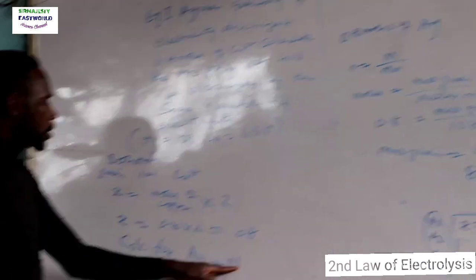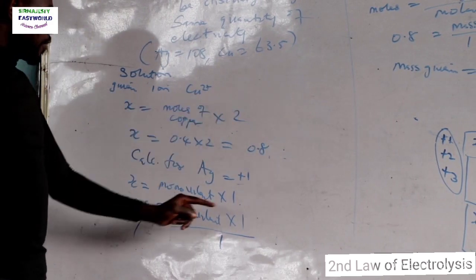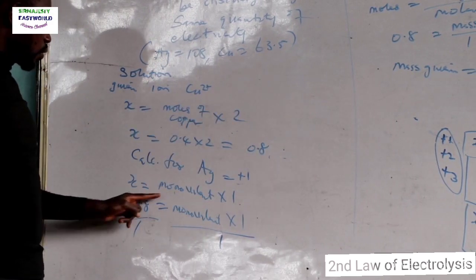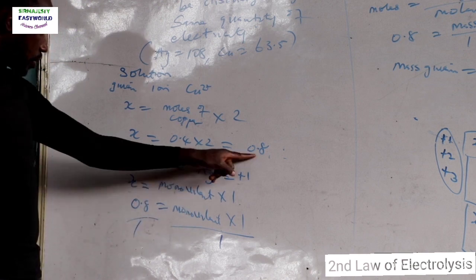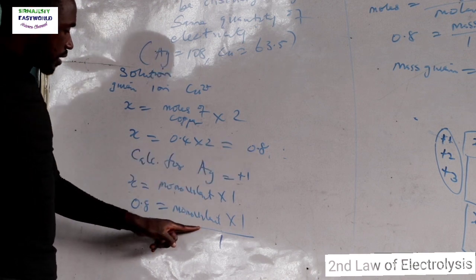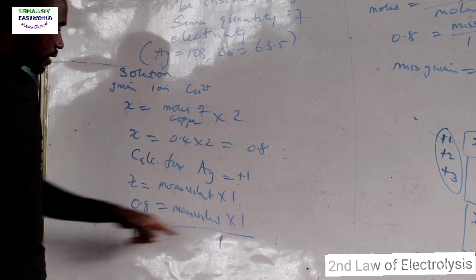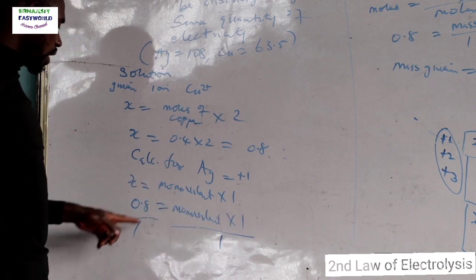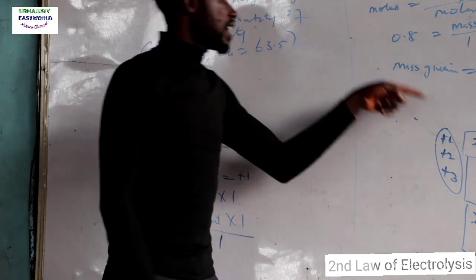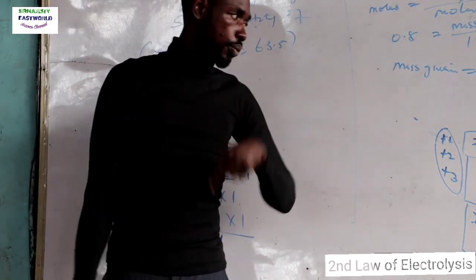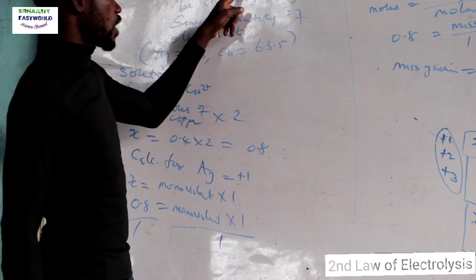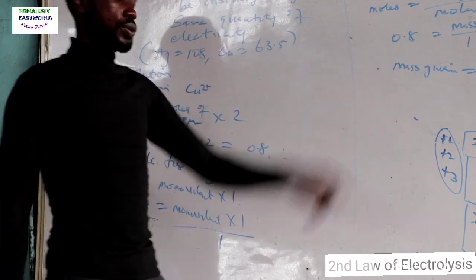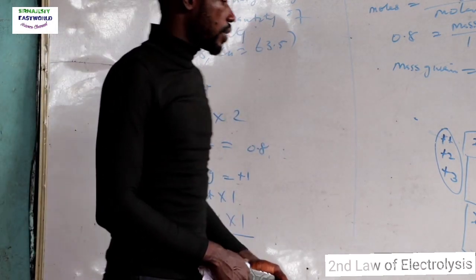And what's the charge on silver? Plus 1. Go to our X factor for plus 1. Still do it. X is equal to monovalent times 1 because of the plus 1. Then our X is what we solved here, which is 0.8. You make monovalent the subject of the formula by dividing both sides by 1, and you have 0.8. Then you convert that 0.8 from mole to mass. Why? Because they say the mass of silver. Let's assume they ask the number of moles of silver, you stop at 0.8. Now we take another example.